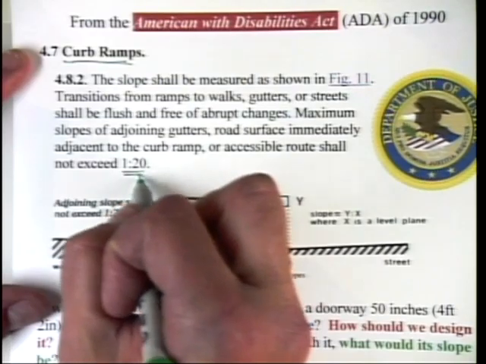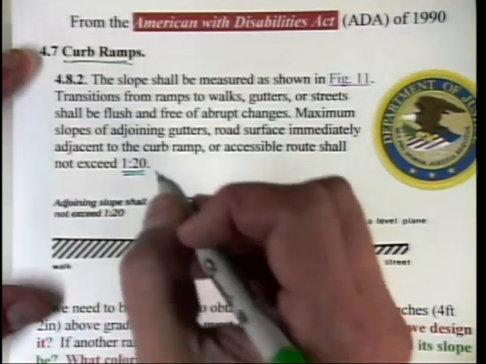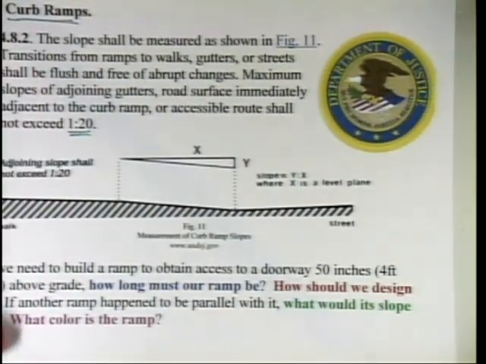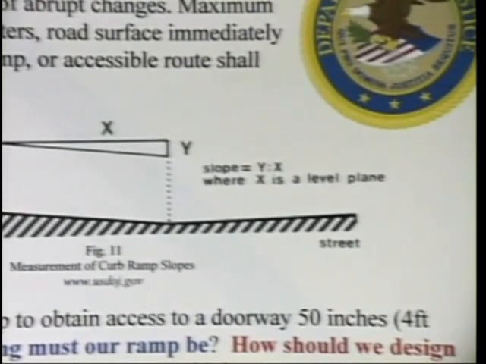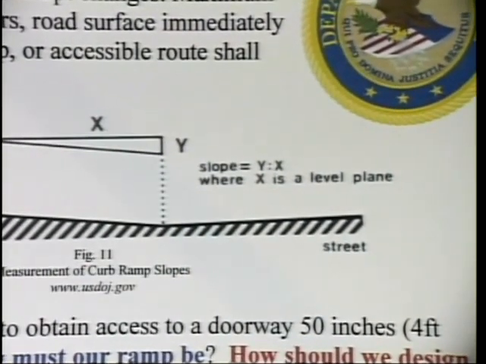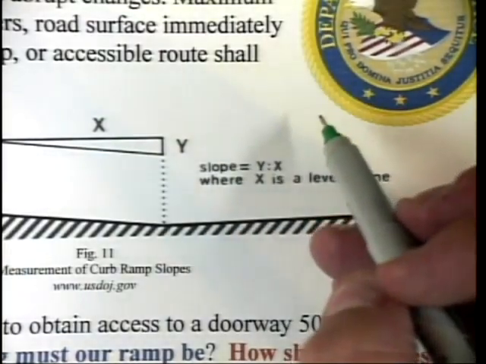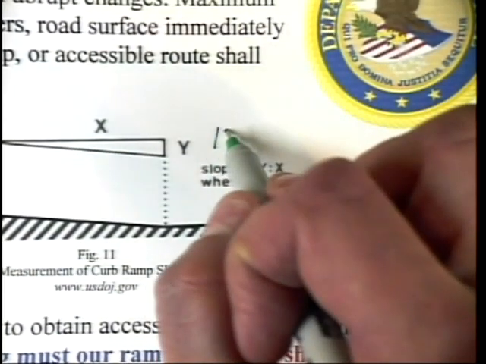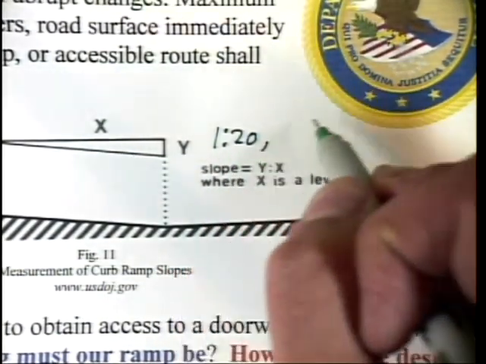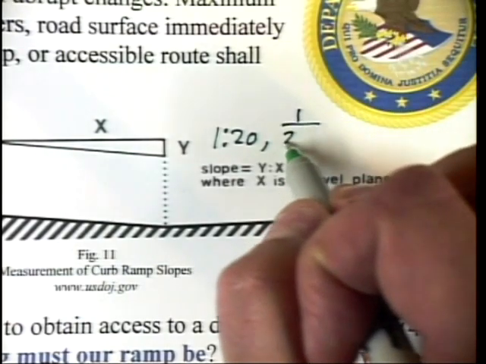1 to 20. That's another way to write a ratio, 1 to 20. If you look down here at the key, they're talking about the slope. See that? I'm zooming right in on it. They're saying the slope is y to x. So 1 to 20 is our slope. 1 to 20 means our slope shall not exceed 1 to 20.